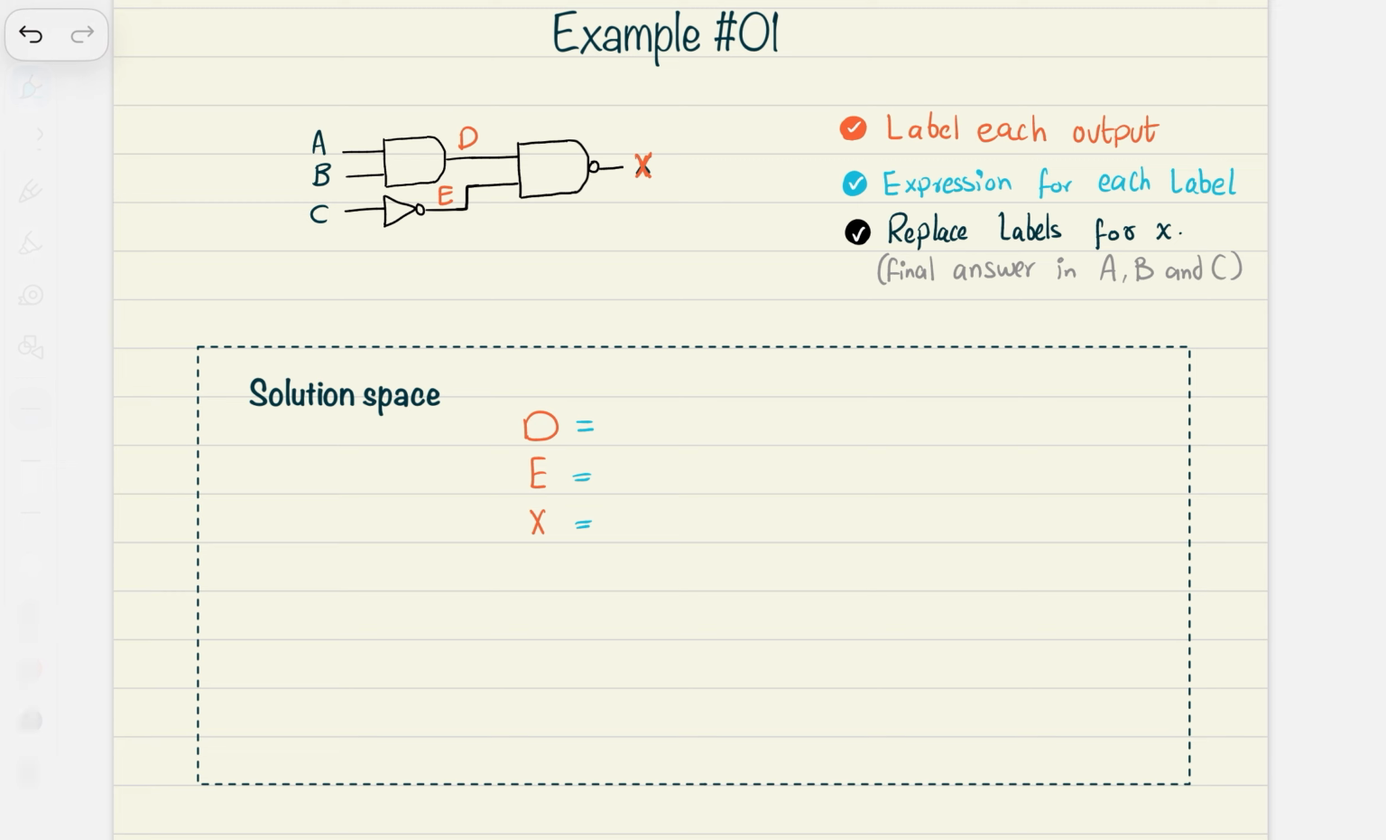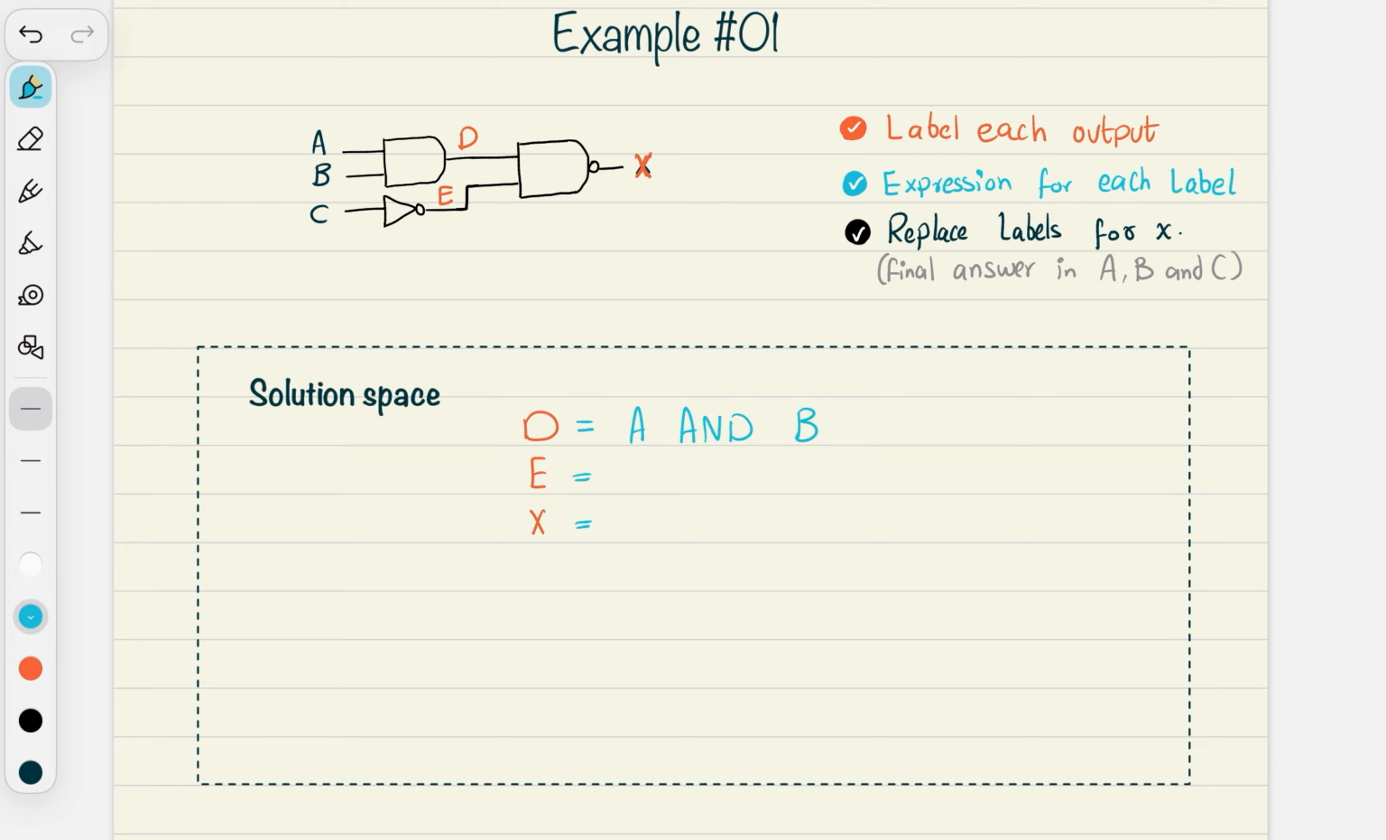Here's what I'm going to do. I'm going to look at what gate was there before this label. If you see before D, what gate is this? You should be able to recall what kind of gate this was. This is an AND gate. Then look at what inputs were going into that gate. The inputs going into it are A and B. So we will write down A and B over here.